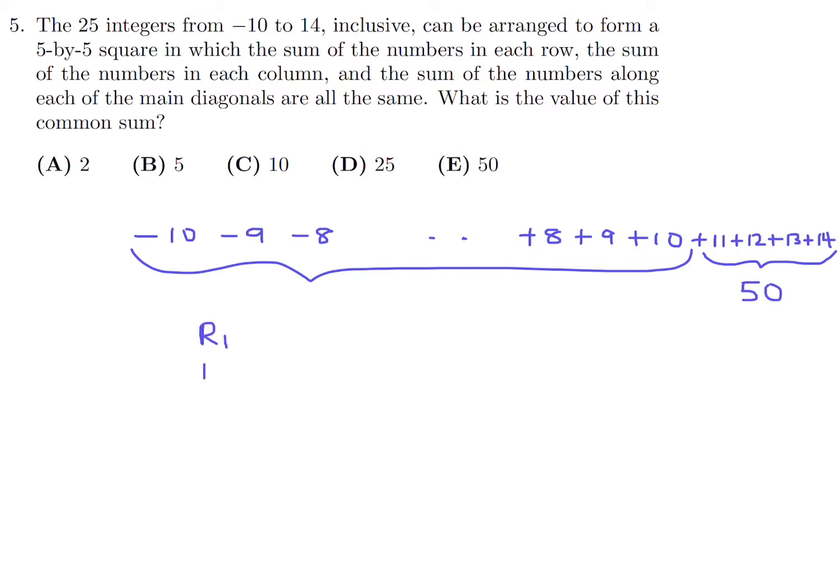Now, there's 5 rows, right? It's a 5 by 5 square. And they're saying that each of those rows has an equal sum. All of the sums are the same. So if 50 is the sum of all the numbers, which would be the sum of all the rows, and there's 5 rows of equal sum, let's say that has a sum of x, x, x, x, x, that means 5x is equal to 50. And therefore x is equal to 50 divided by 5, which is 10. So that is the value of that common sum. So number 5, the answer is C.